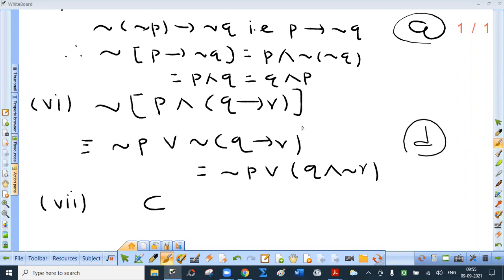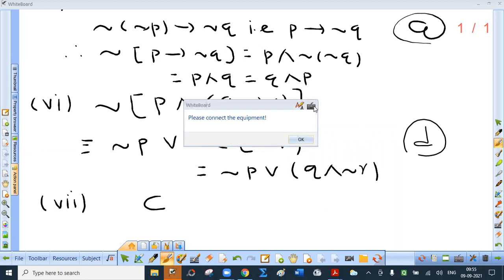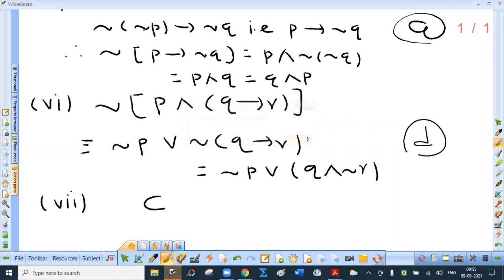Let me explain 7th also. Set A is 1, 2, 3, 4, 5. Then which of the following is not true? Option A. There exists at least one x in A such that x plus 3 equal to 8. Yes, 5 plus 3 is 8. So A is true. B. At least for one x, x plus 2 less than 9. Yes, 1 plus 2 is less than 9. So B is true. C.